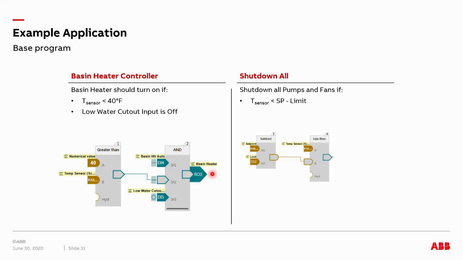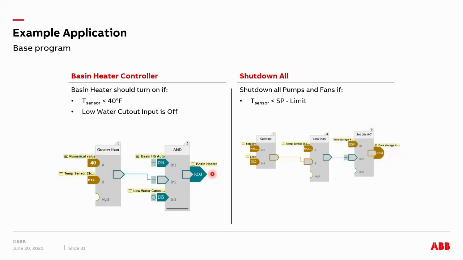If you remember with less thans, the way that one works is it adds the hysteresis to the number in B, and then compares to make sure that A is less than B plus HYST. So that's actually the opposite of what I'm trying to do here. I want to take the set point and subtract the limit from it and compare that to the temperature sensor. So that's why I did a subtract there.